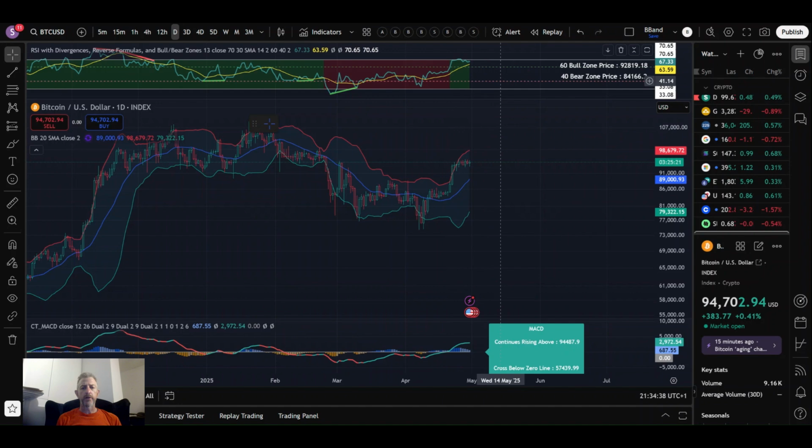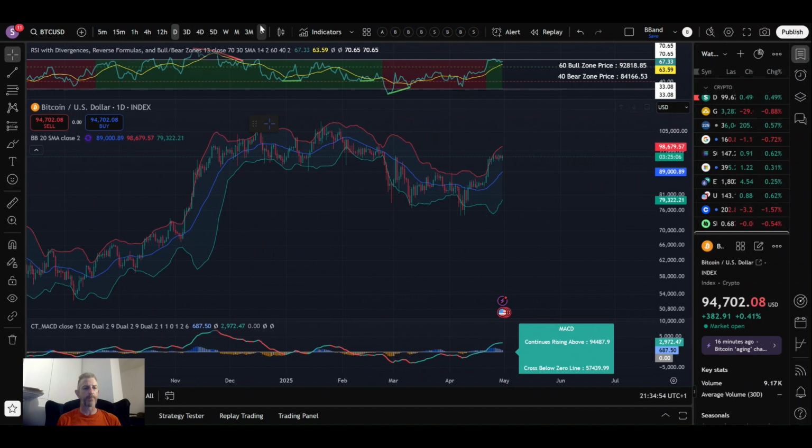The RSI entered into the bull zone and will continue to be in the bull zone as long as Bitcoin's closing daily is above 84. So that's basically the support resistance area right here. And the MACD is indeed momentum to the upside.